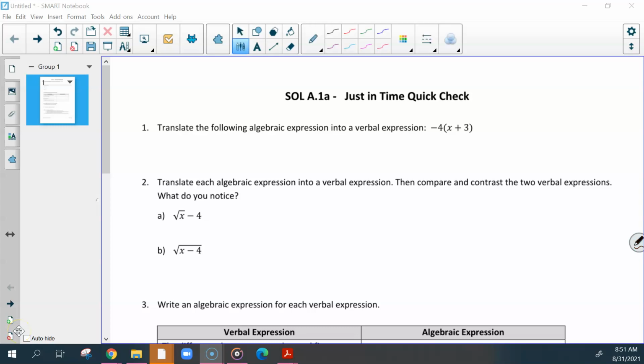As you're translating these into words, yours could be different from mine, could be different from all of you guys's, or you could have some combination. Does anyone want to share what they have for number 1? Jenna. I'm starting this, say again, a number plus 3 multiplied by negative 4.